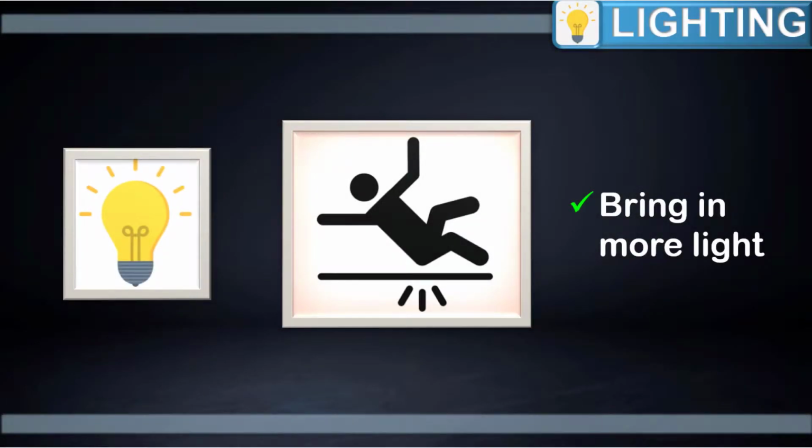One of the most common reasons that someone can have a fall is related to there not being enough light. Without enough light, someone cannot see the tripping hazards that are in their way or where they are trying to go, which could lead to a fall. And this is why it's very important to bring in more light.